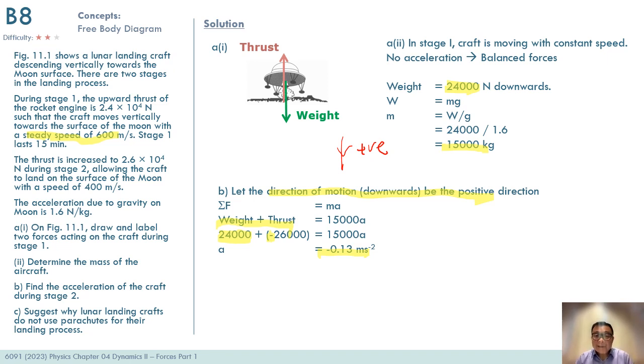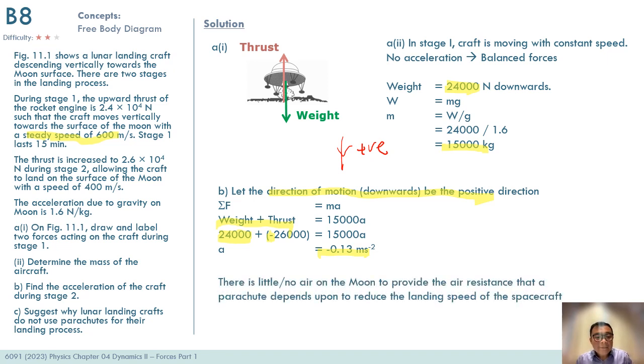This makes sense because the acceleration is in the negative direction. In this case, negative means upwards, and you increase the upwards thrust so that there is an upwards acceleration. Notice that this landing craft is falling down. It's trying to land, and it's moving down. And when it's moving down with upwards acceleration, this is why it slows down ultimately to a slower speed, and then it can land safely.